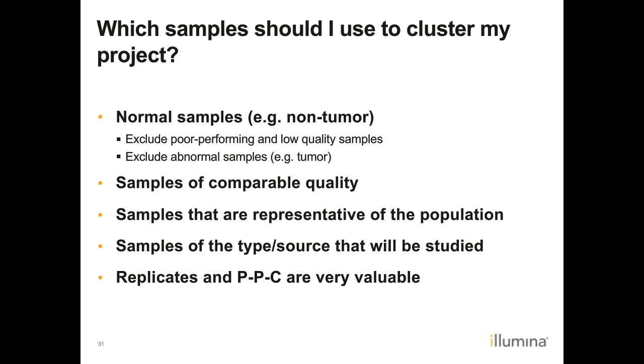You want to have samples that are of comparable quality. So you want to make sure that, as much as possible, the same type of sample isolation, DNA isolation, has been done on all the samples in your project. You want to use samples that are representative of the population you're interested in. You want to use samples of the type and source that you're going to be studying in order to create your cluster files. And also you want to include as many replicates and, if you have them, parent-child Mendelian analysis samples as possible. This can help to confirm the quality of your data.